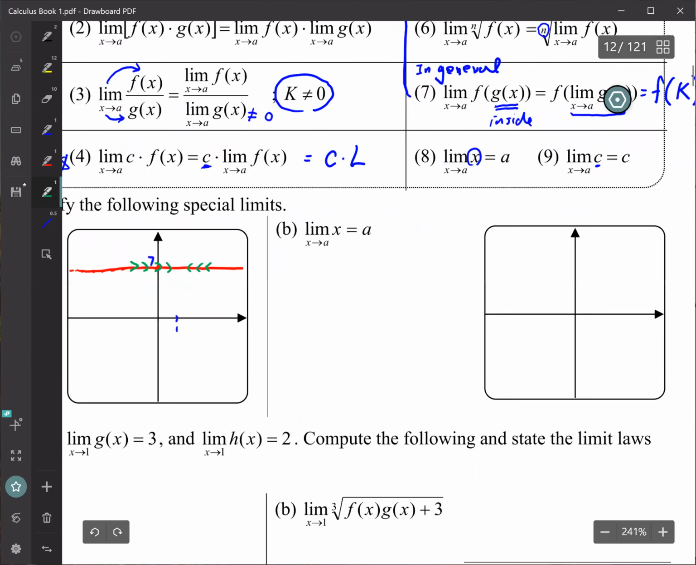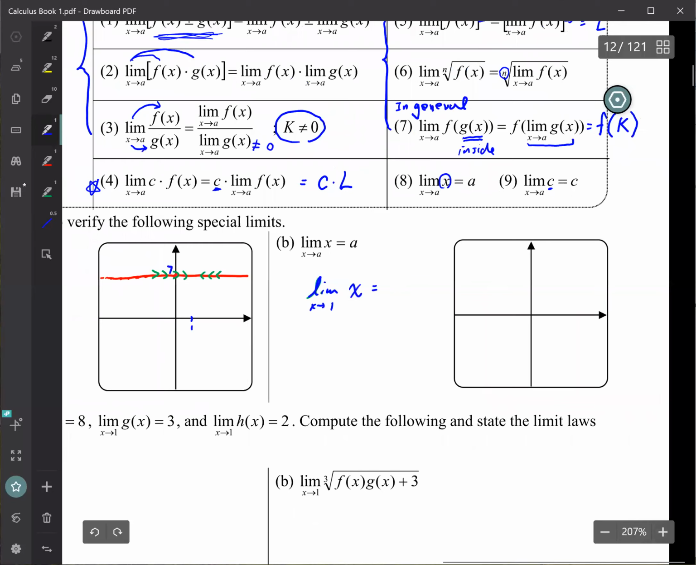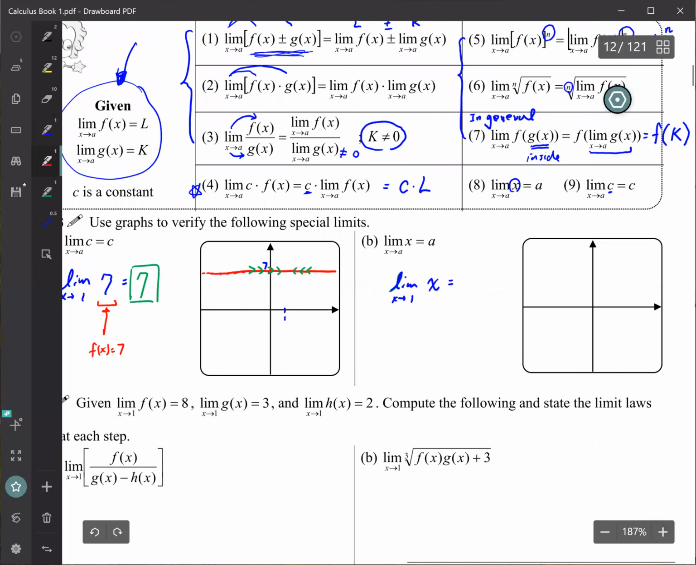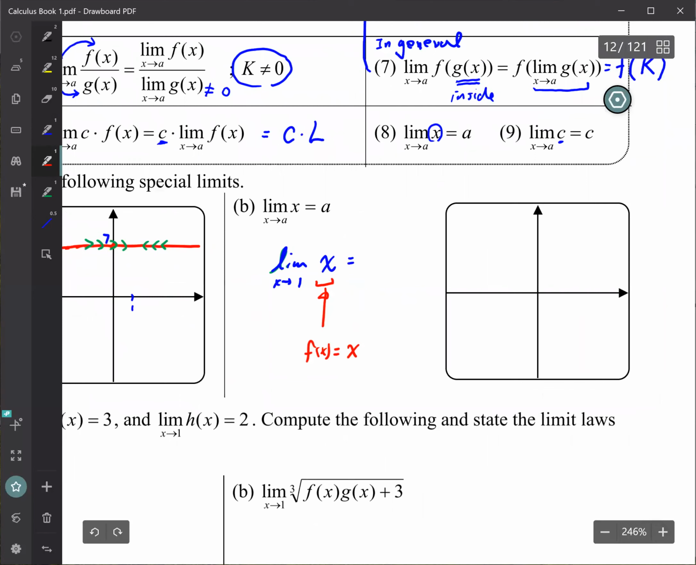Now for the next question, let's say we find the limit. This time, let's also do x approaching 1, okay, of x equal to something. Okay, so our function this time is x. How do we draw this graph? Leon, what's this graph look like? No idea. Impossible. I know you know.